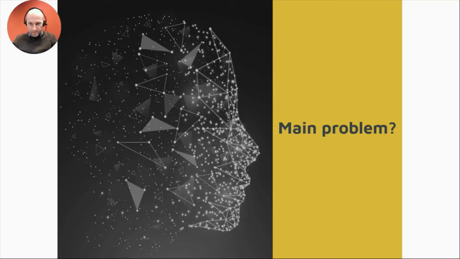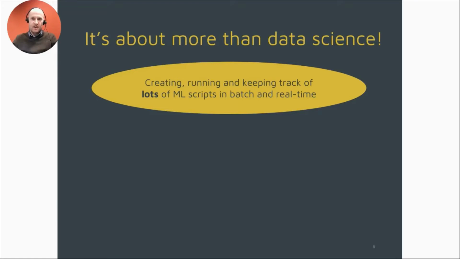So what is the main problem we see with our clients? Well, the greenfield clients, definitely they start by hiring data scientists and making some machine learning scripts. The fancier, the better, preferably AI. But that's really not the challenge, the real challenge for our customers. The real challenge is creating, running, and keeping track of lots of ML scripts in batch and real time. And I'll show you on the next slide what that actually looks like in a bank or an insurance company.